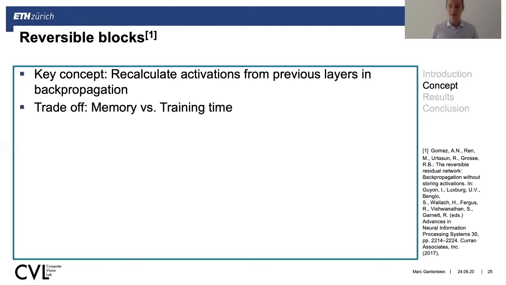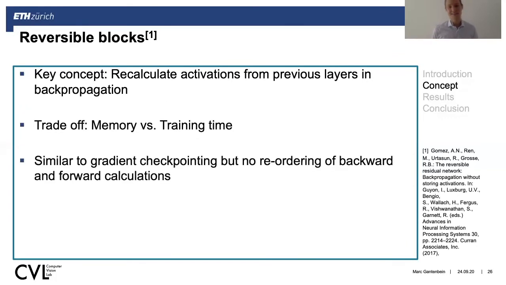There's a direct trade-off between memory and training time due to this recalculation. It's similar to gradient checkpointing, but there's no reordering of backward and forward computations, and we do not have to have any knowledge about the computation graph, so about the order of the operations. For the reversible blocks, we just have to replace these blocks with the reversible blocks.